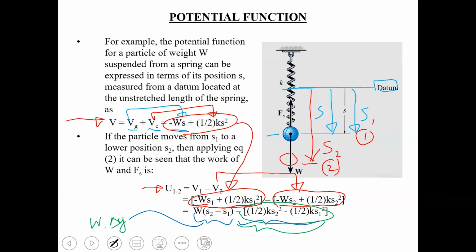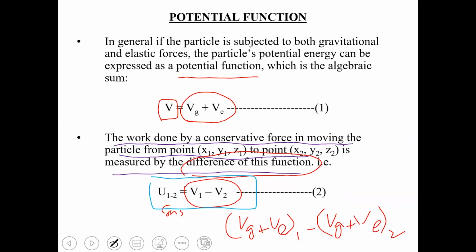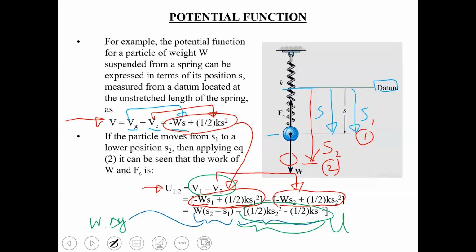So basically what is being said here is that the work done by conservative forces can, instead of being calculated as work done, also be found with the help of the difference of their potential functions. That is what is being said in this sentence: that the work done by a conservative force in moving a particle from position 1 to position 2 can also be measured by the difference in their potential functions at position 1 and position 2. So instead of finding it in the form of work done, I can replace that work done with the potential energies, or potential function, V1 minus V2. Is this point clear to all of you?